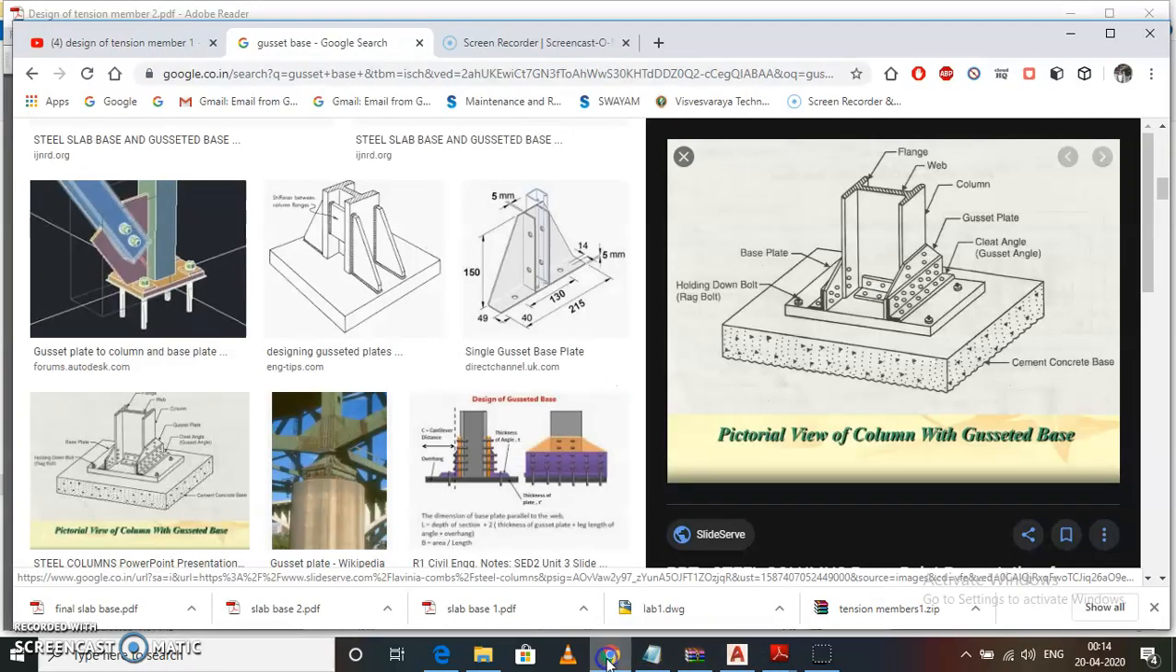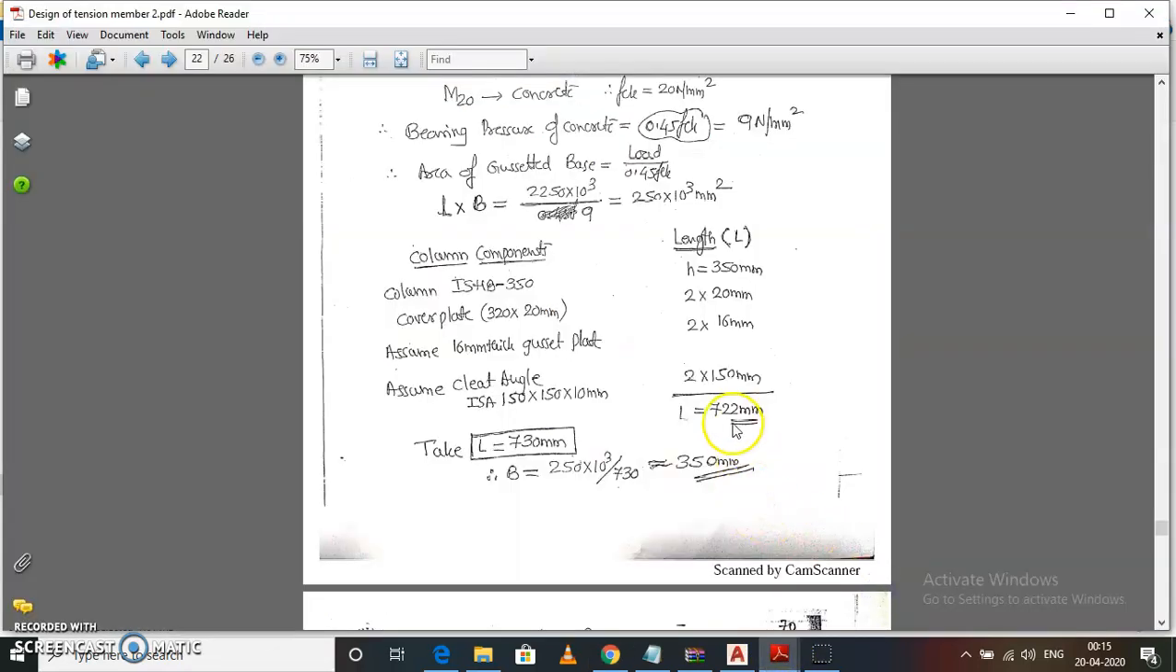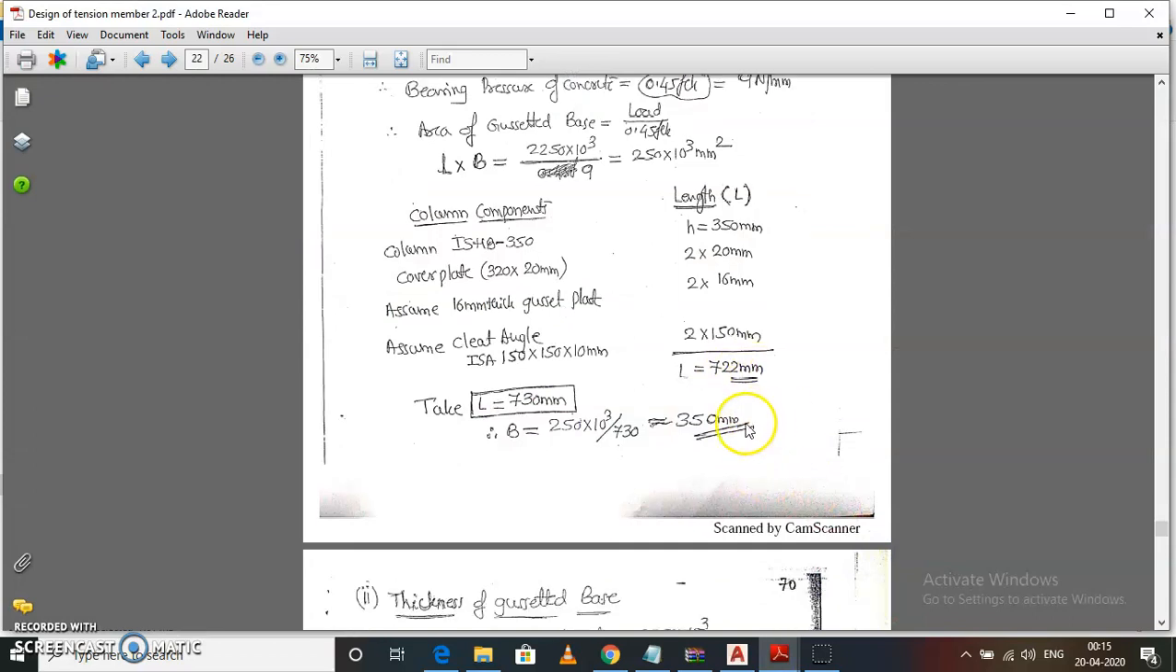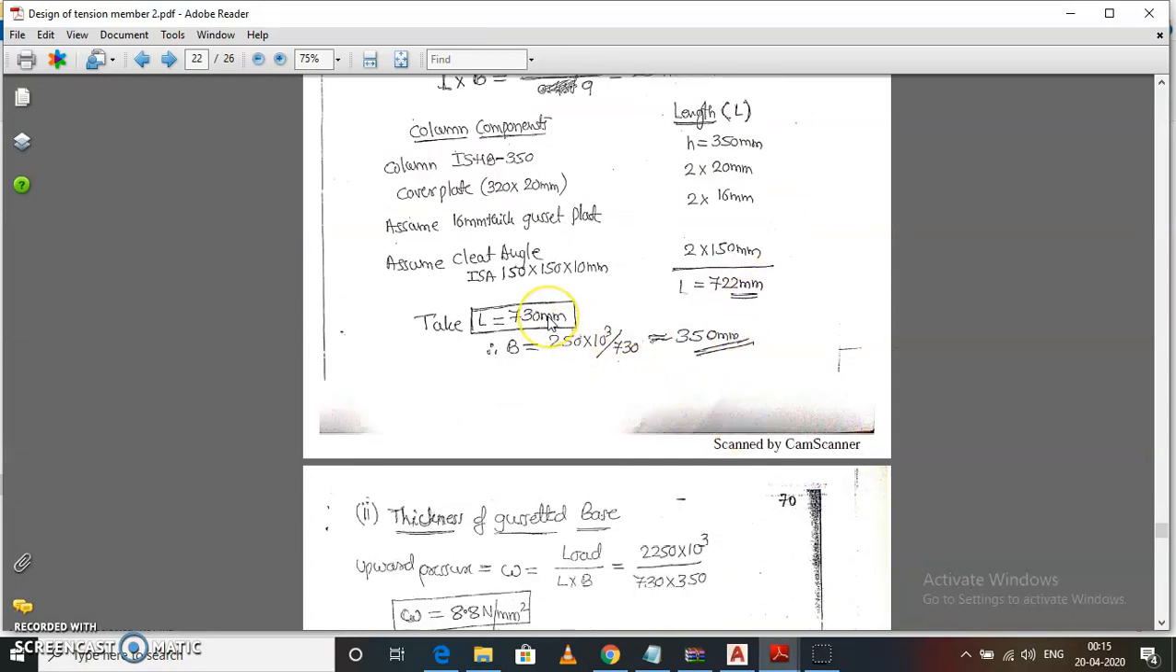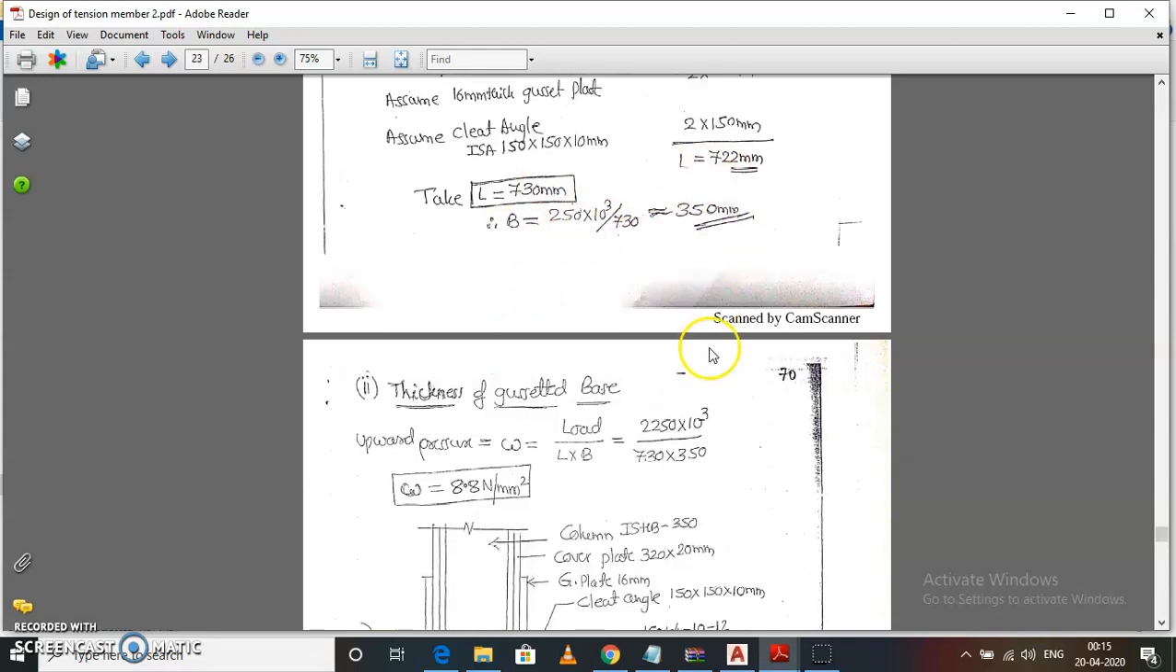Similarly, cleat angles we assumed ISA 150 by 150 by 10 mm. Therefore, 150 into 2. So this space plus this space plus this space plus the space of the column. So the total length required we have calculated as 722 mm, rounded up to 730 mm. Therefore, length required is 730 mm. Calculate breadth, so that works out to be 350 mm.